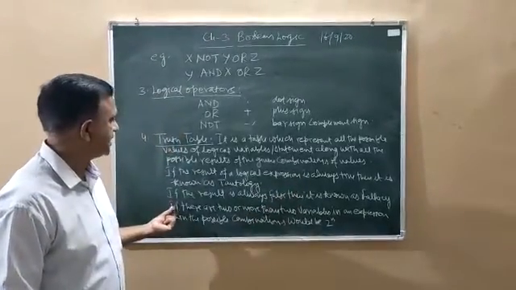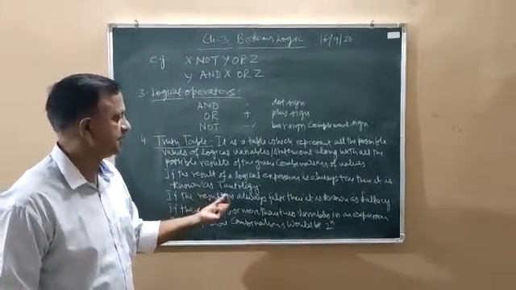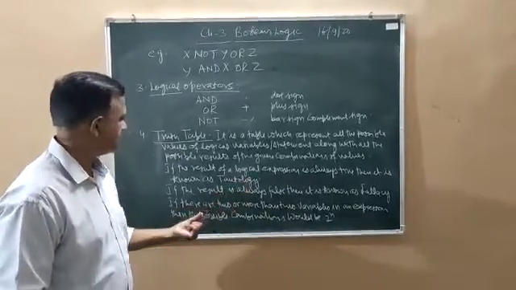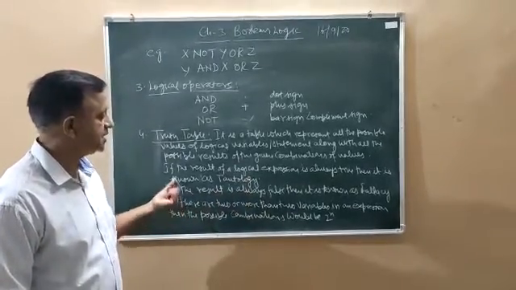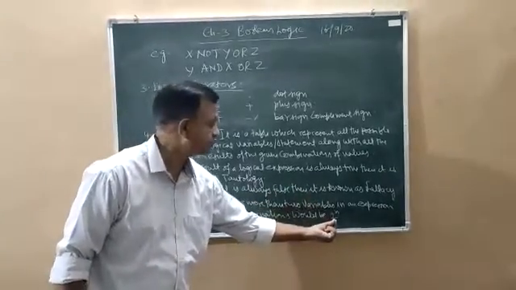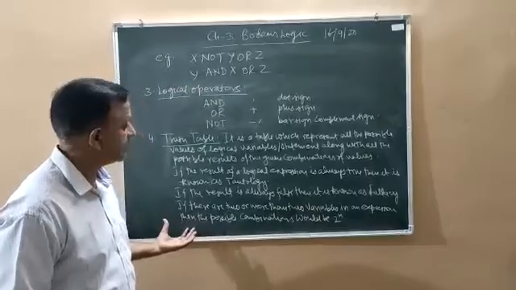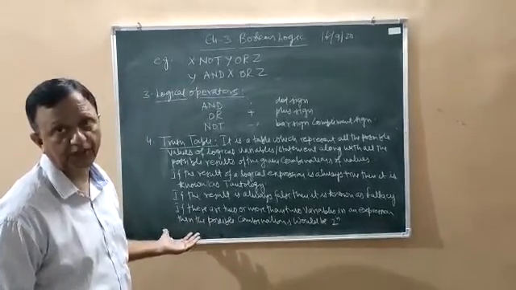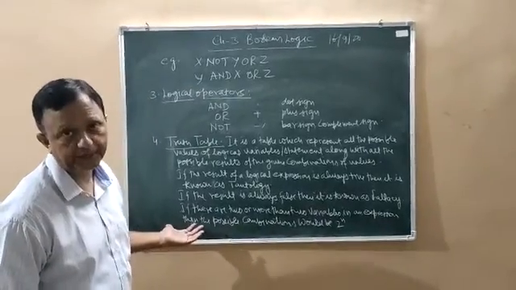If there are two or more variables in an expression, then the possible combinations in the truth table would be 2 raised to power n, where n is the number of variables in the truth table or the expression.